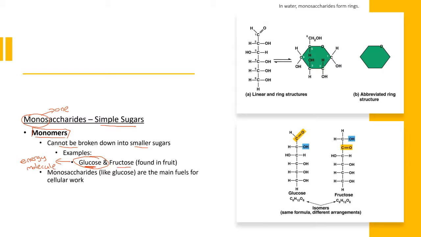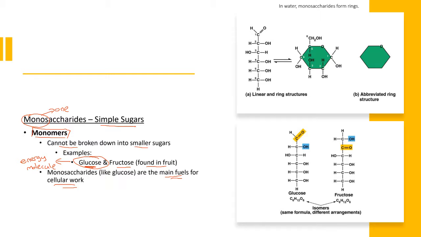Now, fructose is another monosaccharide. It's another monomer, okay? And fructose is usually found in fruit. Monosaccharides like glucose are the main fuels for cellular work because that energy is going to be extracted, put on another molecule called ATP, and that's what we use for cells to do what cells need to do, right? Transportation purposes, building up new cells for growth, etc.